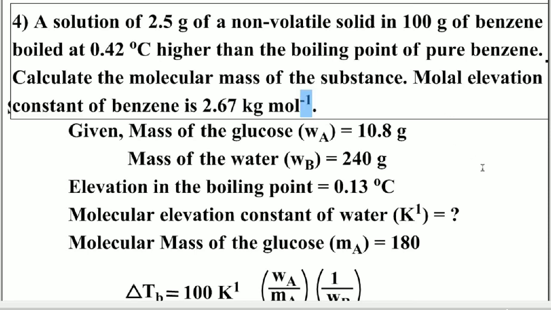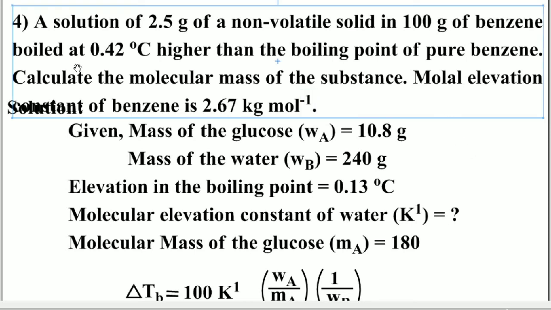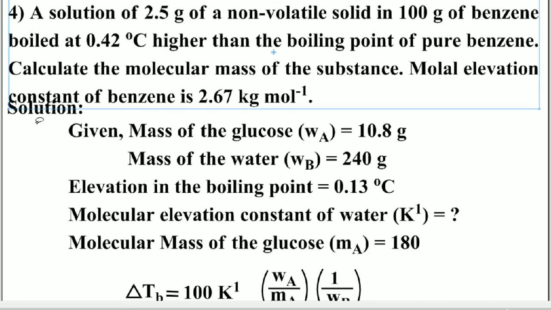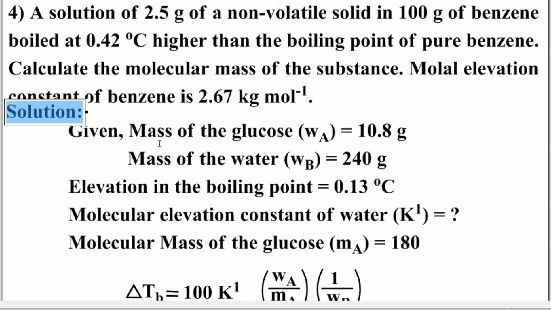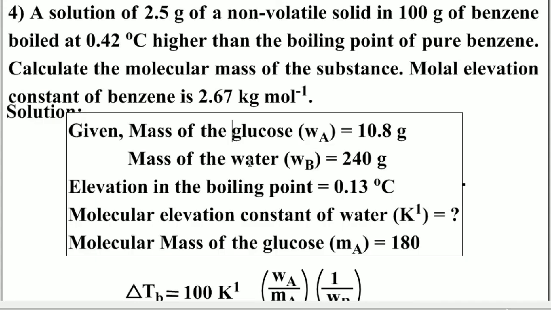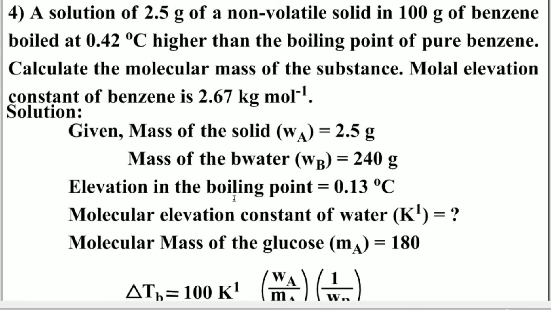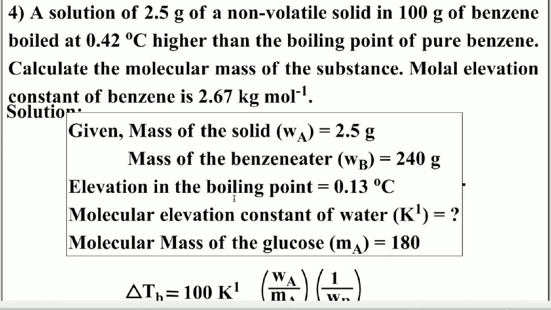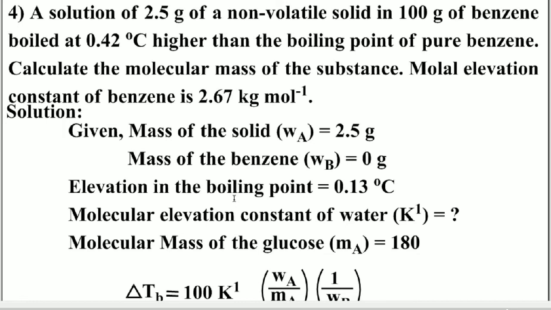So students, first we can write the given data. The solution for the given problem: the given mass of the solute, that is the non-volatile solid. So the mass of the solid, that is nothing but our solute, WA is equal to 2.5 grams. And the solvent, in this problem the solvent is benzene. So students, the mass of the benzene WB is given as 100 grams.